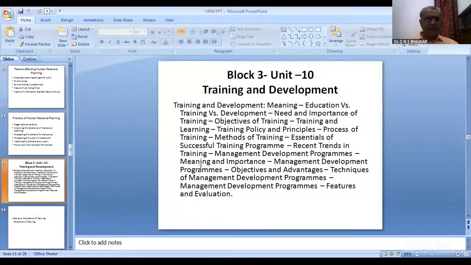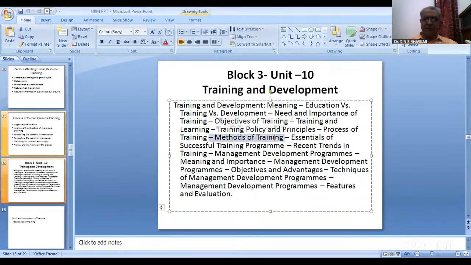So whenever we are talking about unit number 3, that is the training and developmental aspect. In this particular lesson, what is the meaning of that? What is the difference between education, training, and development? They are similar, but there is a lot of difference among them. Need and importance of training, objectives of training, and training and learning. What is the difference between these two? Training policies, principles, process of training, and various methods of training.